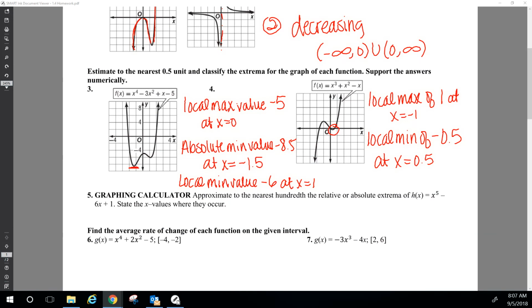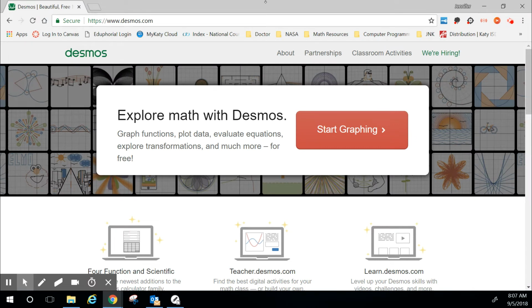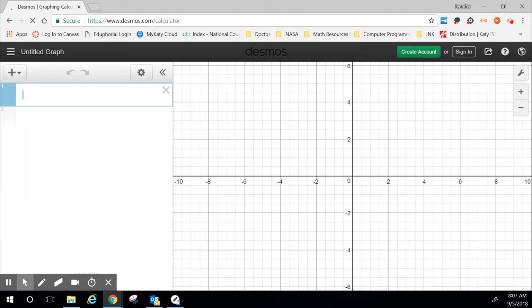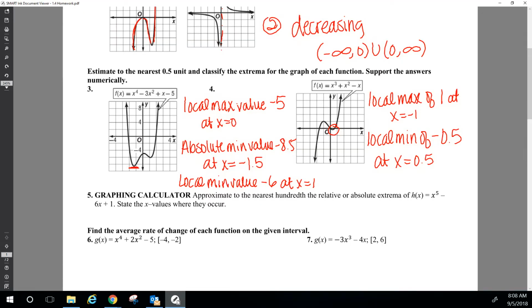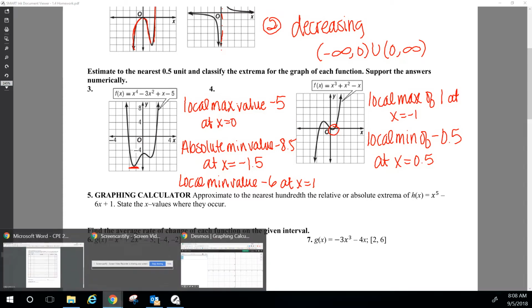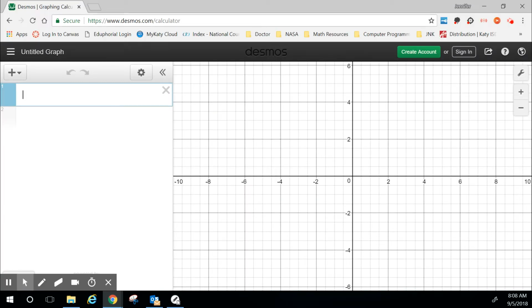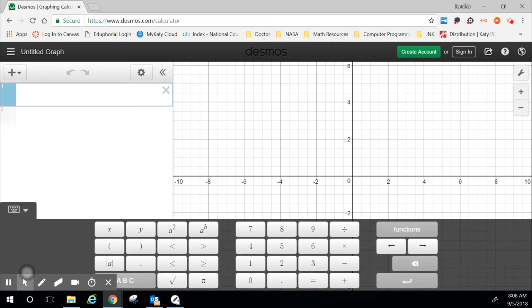Maybe if I can get another tab pulled up here. So it's desmos.com. This is what the landing page looks like. We're just going to start graphing. And then from here, we wanted it to be x to the fifth minus 6x. So x to the fifth.